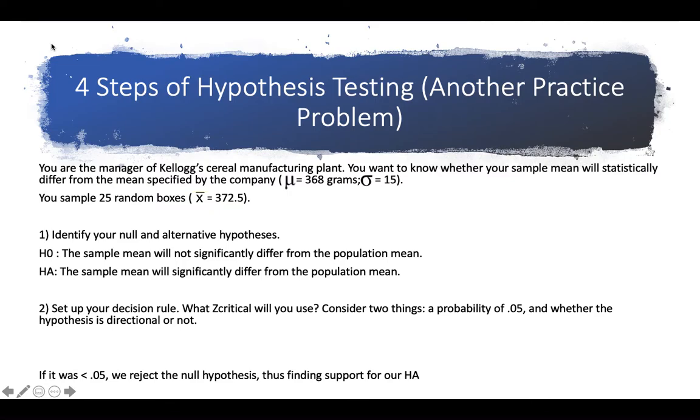Now it's time to set up our decision rule. What z-critical value will we use? Now this is where things change when you're using a two-tailed test. We still have a probability value of 0.05, but it's non-directional. Because it's non-directional, instead of looking at one probability value that represents 0.05, we're going to be using a probability of 0.025 on either end of the tail.